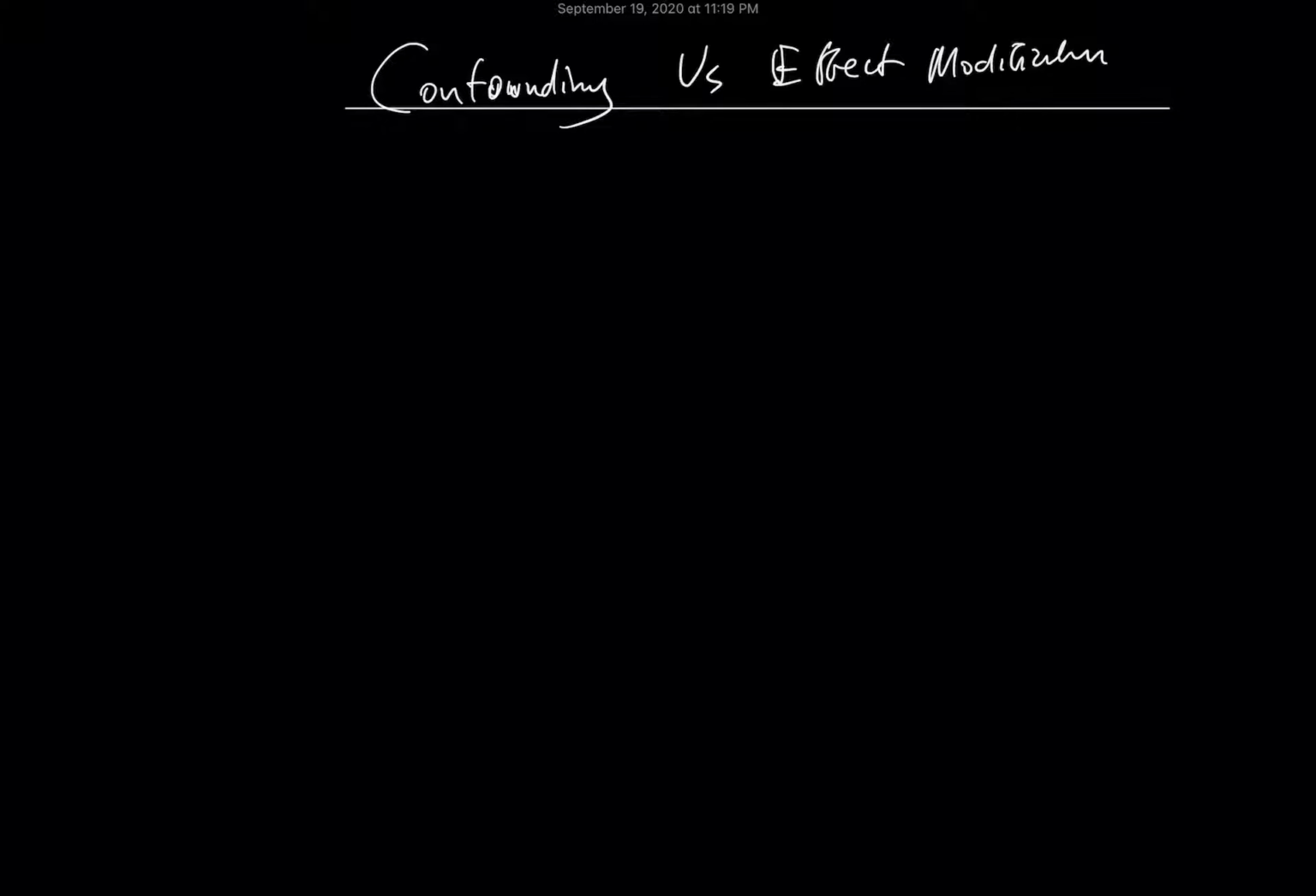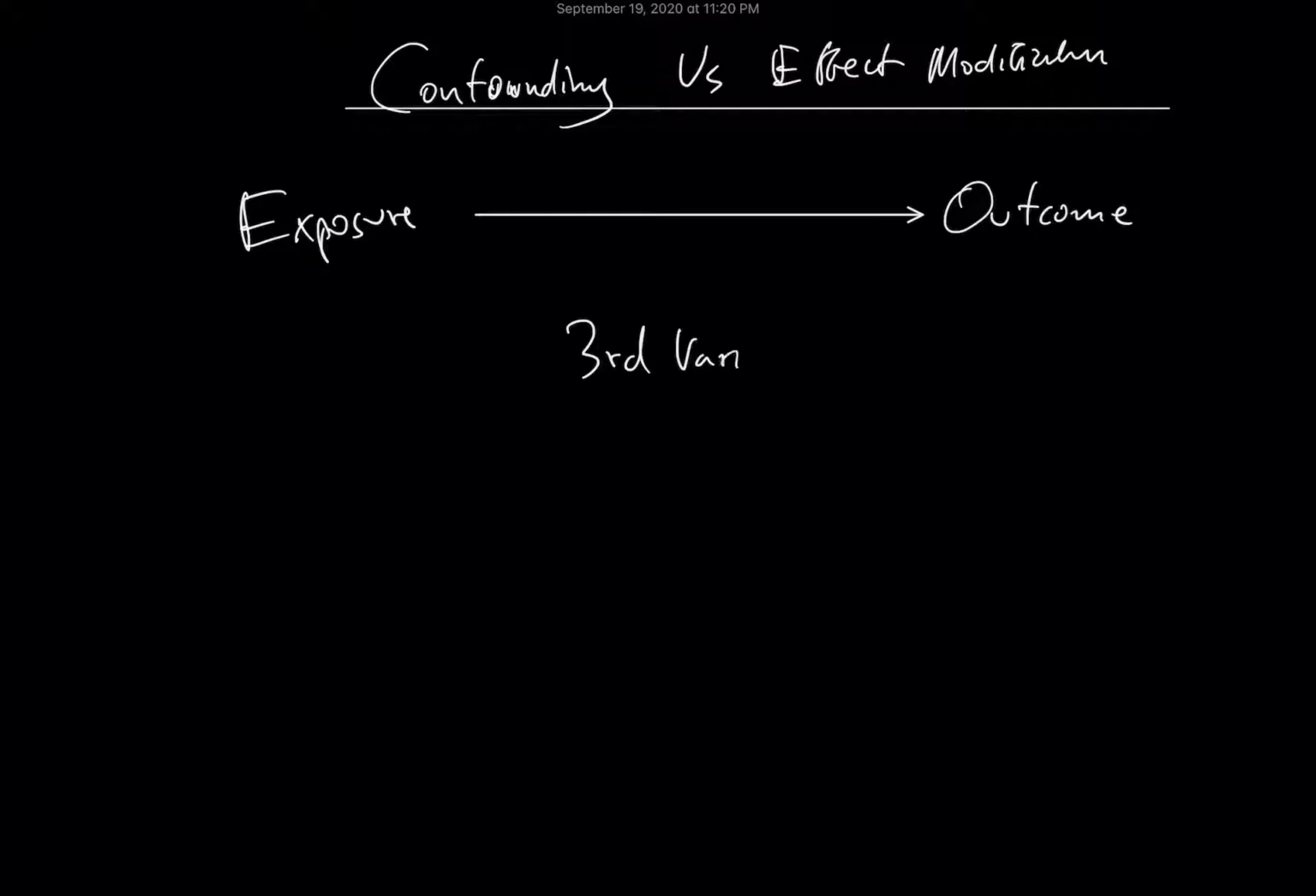All right, I'm going to talk about confounding versus effect modification. So confounding is going to be, you have an exposure that leads to some sort of outcome, but you have a third variable that also leads to that outcome, and it can also mess with the exposure. So you're in this pickle.